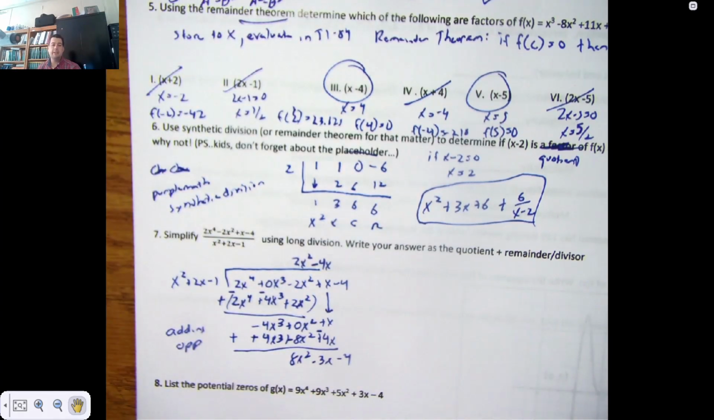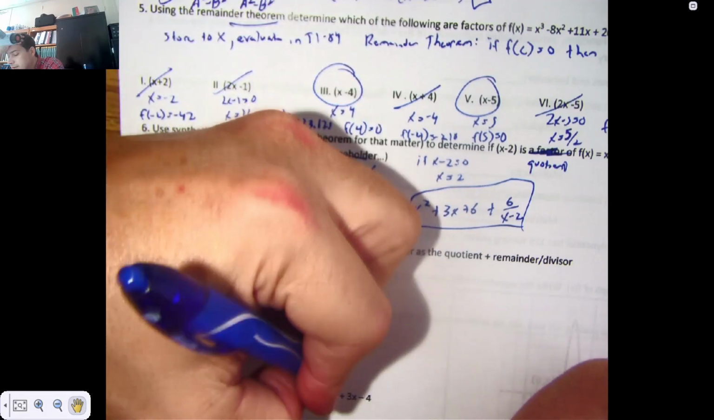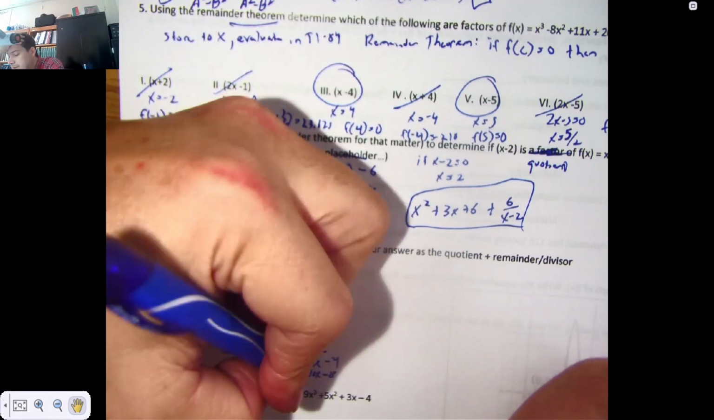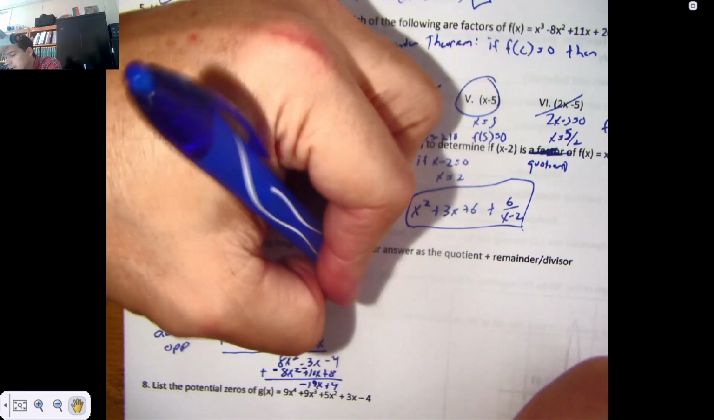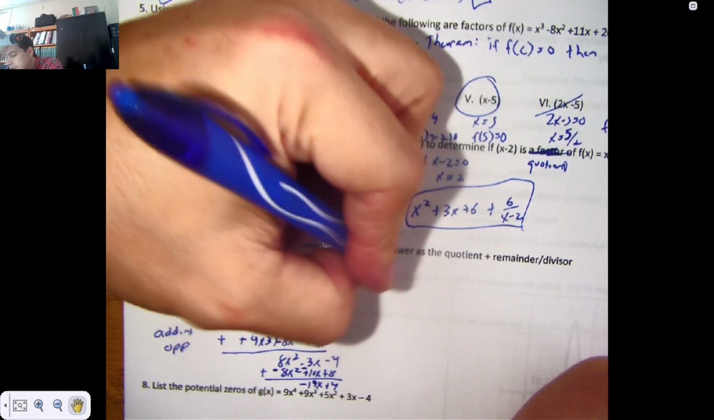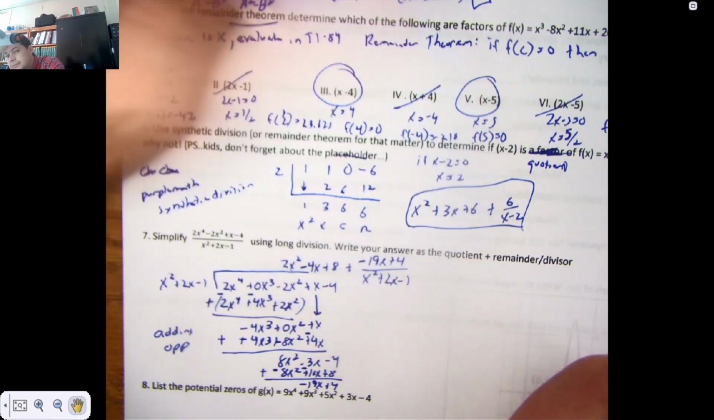Thankfully, this is the last time I have to do the long division algorithm, because I'll be done after this. I need to multiply by 8, 8x squared plus 16x minus 8. And I need to add the opposites. No x squared, looks like a negative 19x and looks like plus 4. And there's my remainder. So plus negative 19x plus 4 pieces of x squared plus 2x minus 1.